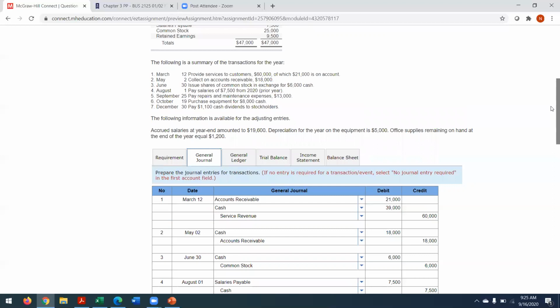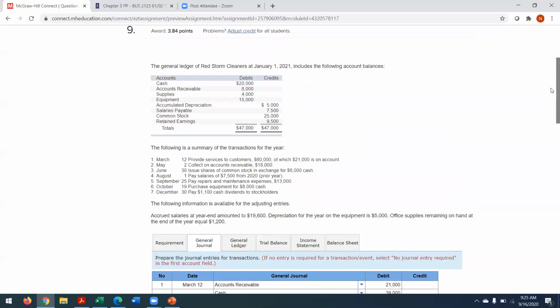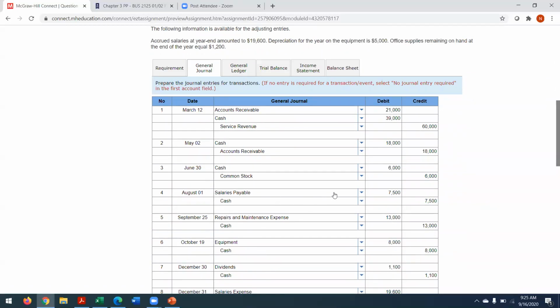On August 1st, we pay salaries of $7,500 from the 2020 year. Well, if we look up here, do you see we have a credit to salaries payable of $7,500? It's a little late, but we're finally paying that. So won't we debit our salaries payable for $7,500 and then credit cash for $7,500? Doesn't that make sense?